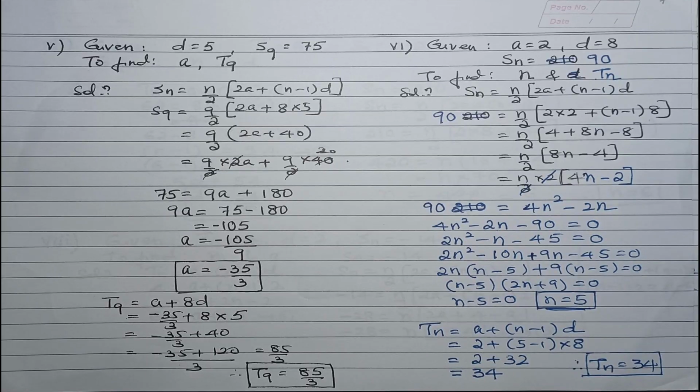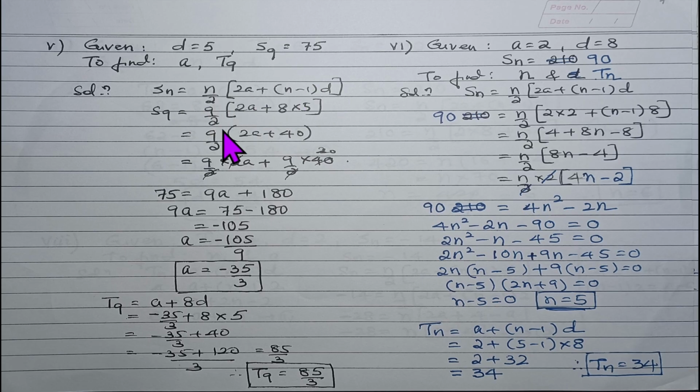Please remember that. Now coming to the next example, we have been given here D is equal to 5, S9 is equal to 75. We have to find A and also the T9, that is the 9th term. Now let us go one by one. Let us take S9 first. Sn is equal to n upon 2 in the bracket 2A plus n minus 1 into D.